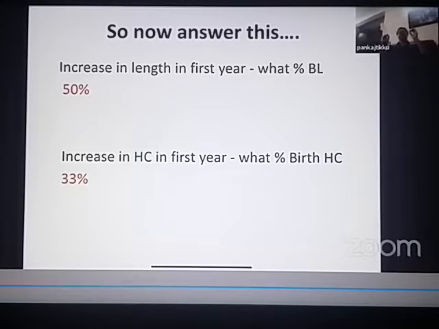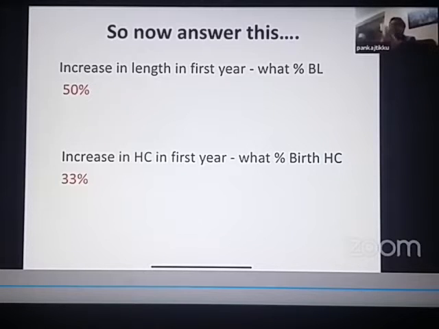So with this, we finish up the 3 age-dependent parameters of growth assessment. We finished up weight, we finished up height, and we finished up head circumference. Now I come to age-independent parameters of growth assessment. If you remember, we did 2 age-independent parameters. First age-independent parameter, mid-arm circumference. Second age-independent parameter, skin fold thickness.